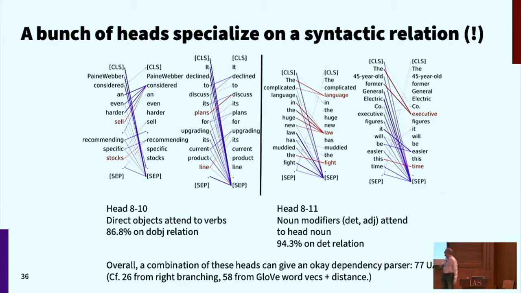And then over here, this next one, the 11th attention head at the same layer, is a noun modifier structure pointer. So when you have "in the huge new law," all of "in the huge new" are these noun modifiers modifying law, and it all looks across to them. Similarly, "the fight," the is attending to fight. So we have a sort of noun pre-modifier head pointer there.